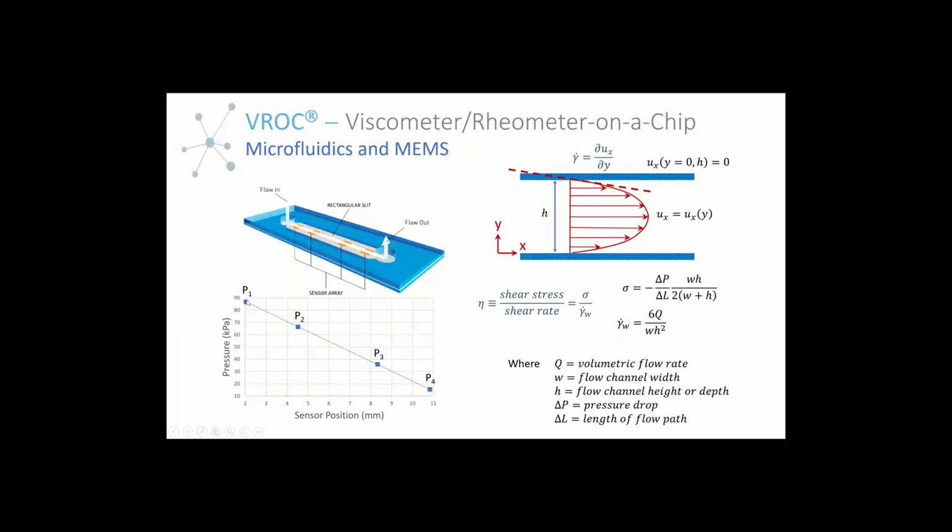What we're measuring with these MEMS at the base of the flow channel is the pressure drop across the flow channel. We use this pressure gradient, again in combination with the dimensions of the flow channel, to calculate the shear stress. So then we have shear stress and shear rate. Controlling rate, we're essentially measuring stress, and then we can calculate shear viscosity.